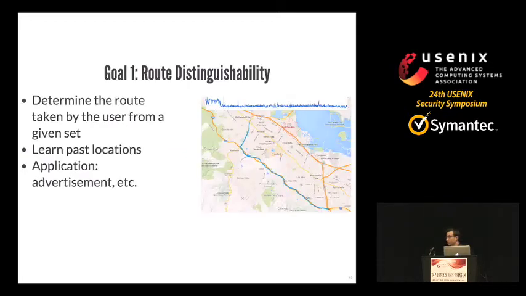So we defined three main goals. The first one is route distinguishability. What we would like to do is to determine the route taken by the user from a given set of routes. This enables us to infer the previous location of the users, and for example, tell whether the user on a certain day took one highway or the other to work, or where else the user has been driving.